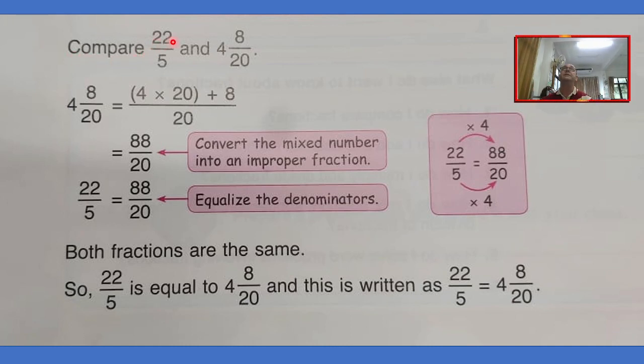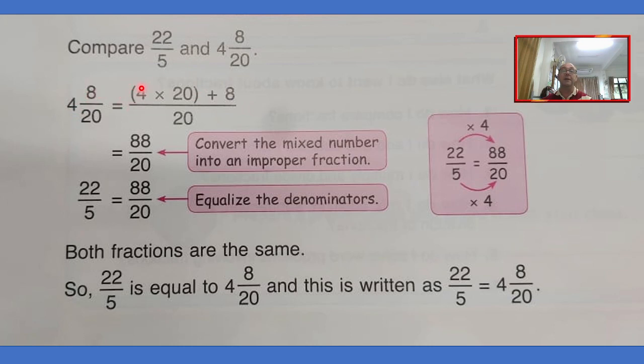Compare 22 over 5 and 4 and 8 over 20. Okay, so this fraction here is an improper fraction. An improper fraction. So we must change this to an improper fraction before we can compare.